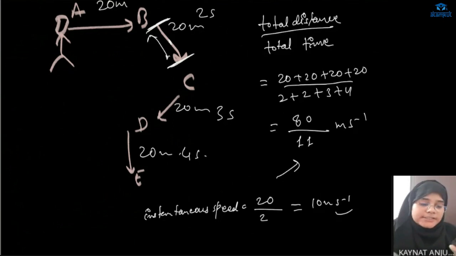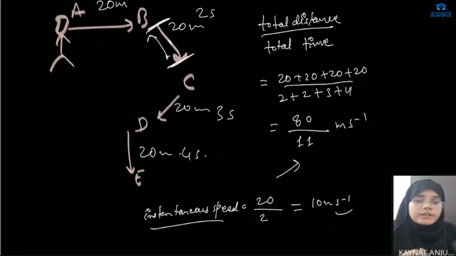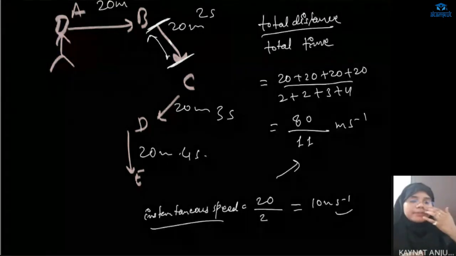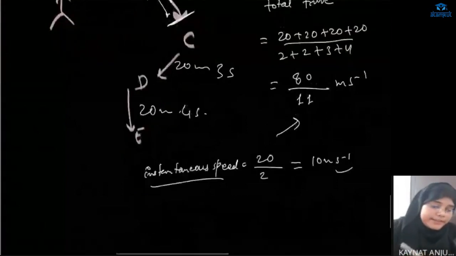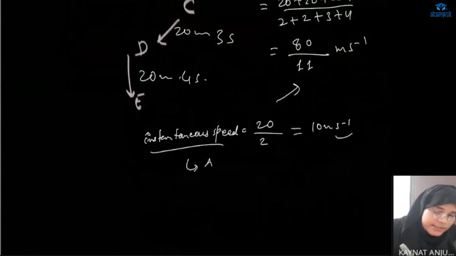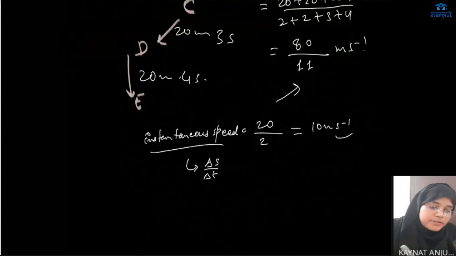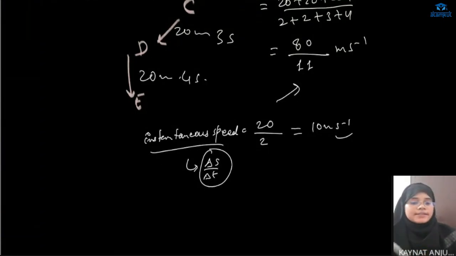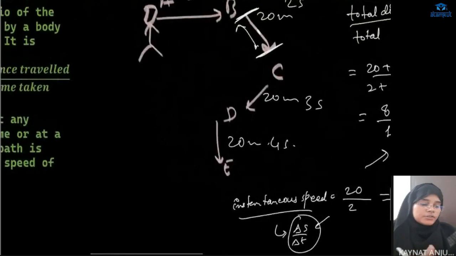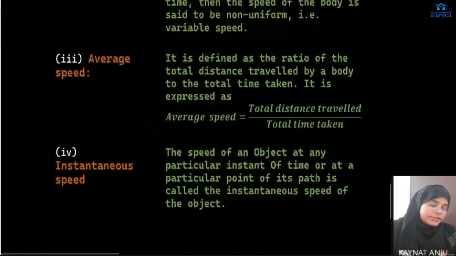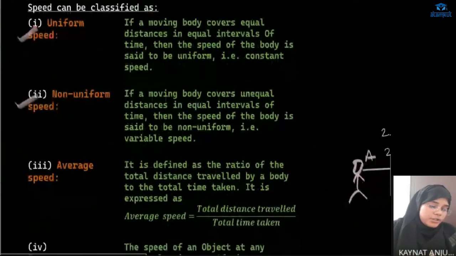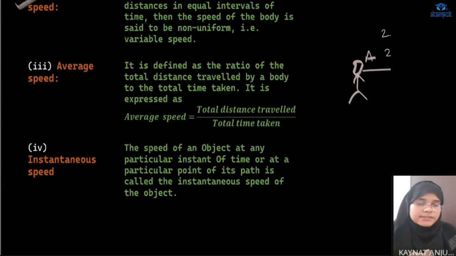Okay, so this is for just a particular instant of time. We also denote instantaneous speed as delta S by delta T. Okay, delta S by delta T. S is for the distance, not the speed, mind it. S for the distance. Okay, so we have discussed uniform speed, non-uniform speed, average speed, and instantaneous speed.